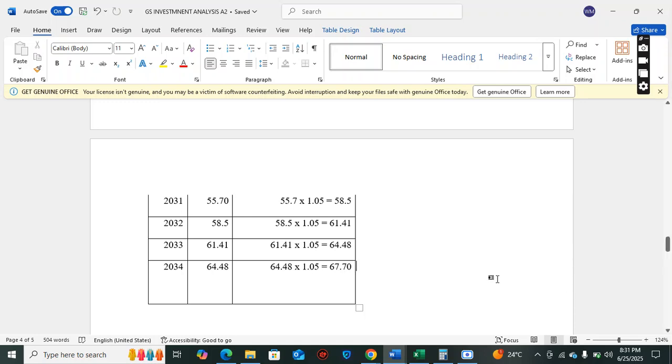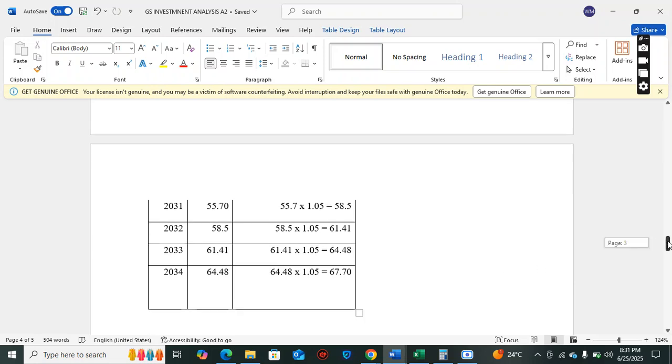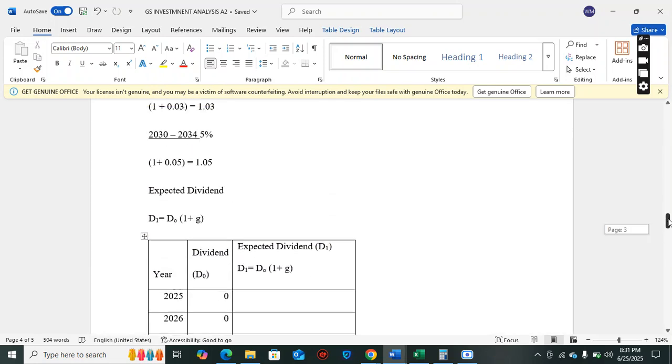Okay, yes. So that's how you calculate expected dividends. Just the way you find a percent increment for any other number, that's the same way you're finding the expected dividend. We can move to part B.